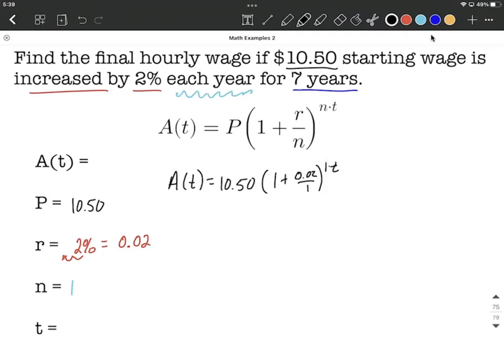This function that we've created here by replacing P, r, and n with these numbers that we specified over to the left-hand side, this is a function that will give us, whatever year we plug in, what we estimate the hourly wage to be. Now I'm going to reduce down just a little bit here on the right-hand side. That's 10.5 out in front. And 1.02 is equivalent to 1 plus 0.02 divided by 1, and then that's going to be raised to the t power. 1 times t is t.